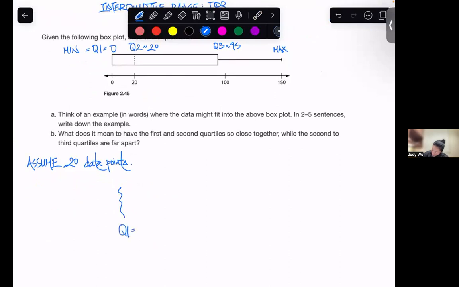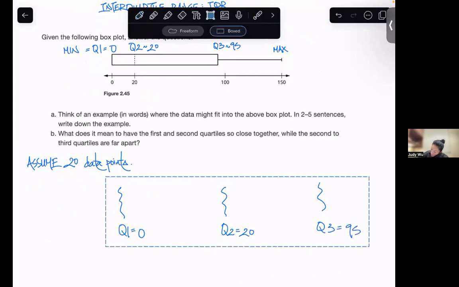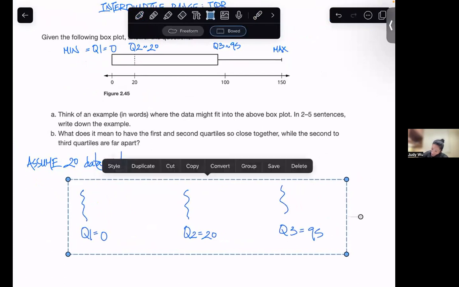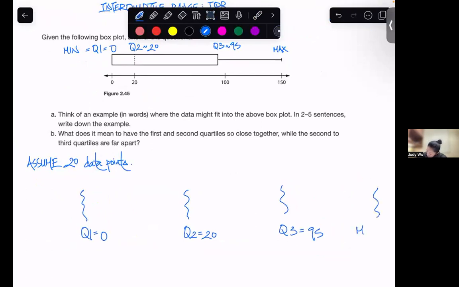My Q1 is 0. My Q2 is 20. My Q3 is 95. Let me scoot this over a little bit. And my max equals 150, looks like. So in order for the first 5 data points to get to a Q1 of 0 or a min of 0, we know that those 5 all have to be 0. So the first 5 data points are 0.